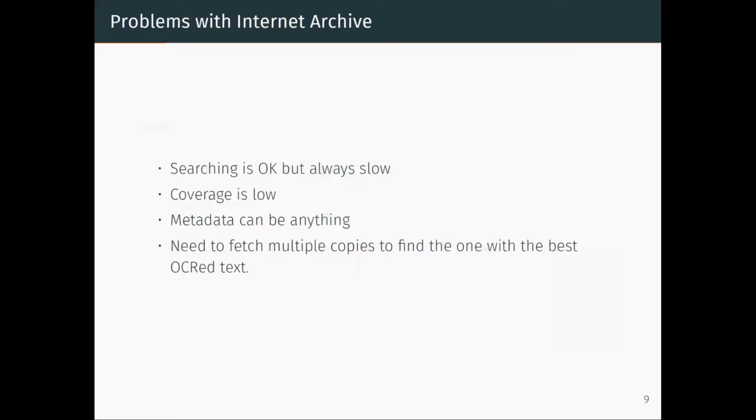So what about it? Searching is okay, but always slow. And there's a problem because the metadata is not so good. So if you want to find something, you have to look into it in multiple ways. Normally, I would just look for the author, like Bolzano, and then say everything between those two year ranges and do a very fuzzy match. Then you find out that not all works of Bolzano are so popular and scanned. So you find only a fraction of the total. And if you find something, you have to find the one with the best text.